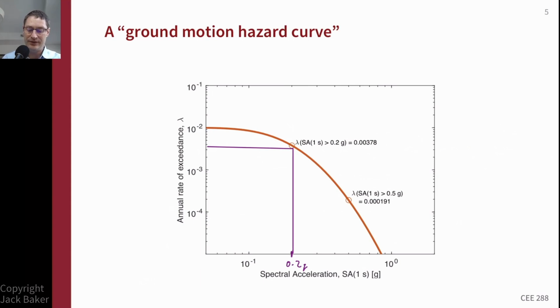If we do this again for some other IM threshold, we'll get another point. And if we do it over and over again for different IM thresholds, we're going to fill in this whole curve. And this is what we call a ground motion hazard curve. Okay, so this is one of our main outcomes, main products from a seismic hazard study.